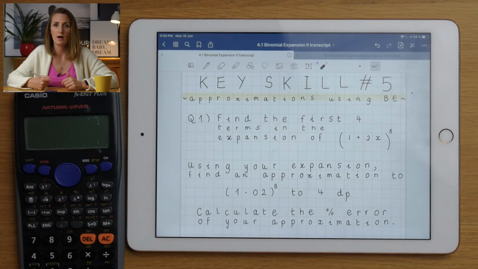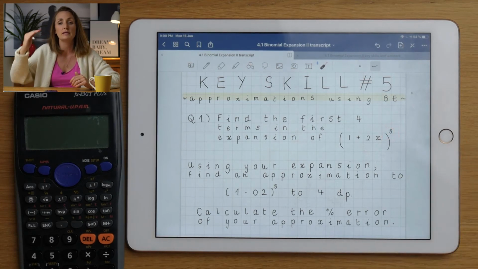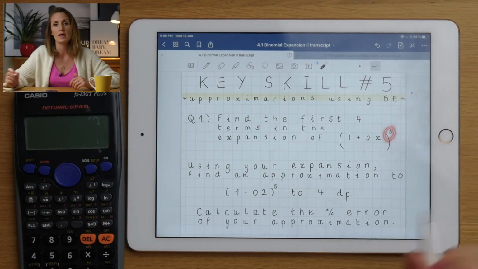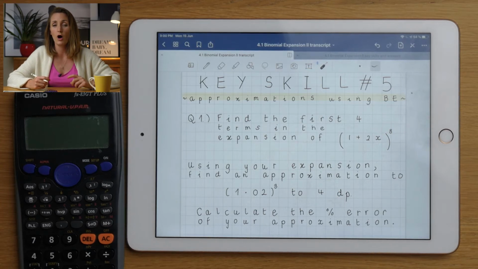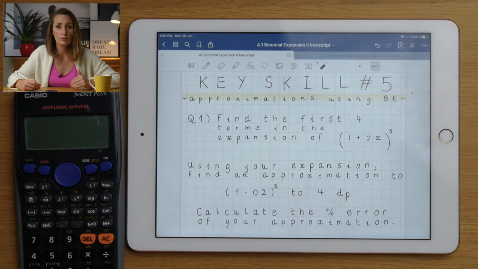So you're going to start out like before with working out your expansion. In this question, we haven't been asked for the full expansion. Remember, power 8, there would be 9 terms. There's always one more term than the power. So there'd be 9 terms in that expansion, but we've only been asked to find the first 4. Now we are finding multiple terms, so we're not going to use our general term. We're going to use our column method.